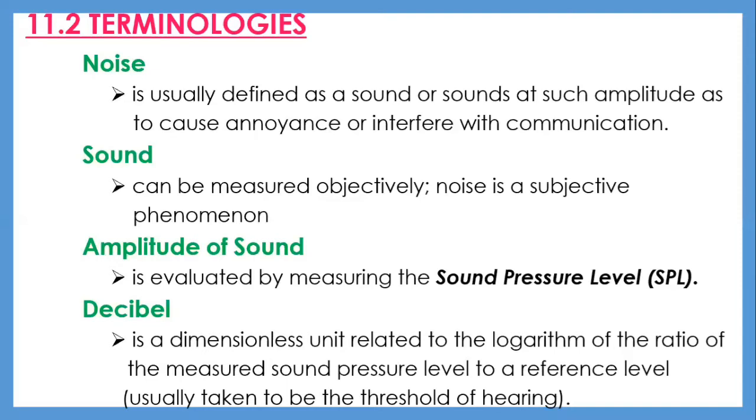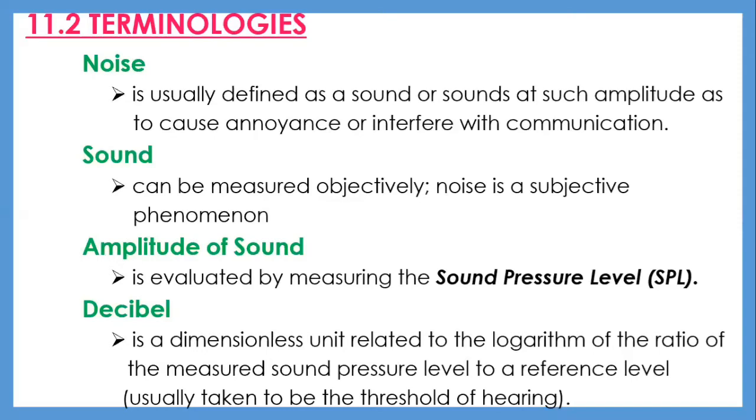And finally, the decibel is a dimensionless unit related to the logarithm of the ratio of the measured sound pressure level to a reference level, usually taken to be the threshold of hearing. Now, the smallest noticeable difference in intensity between two sounds is about 1 decibel.